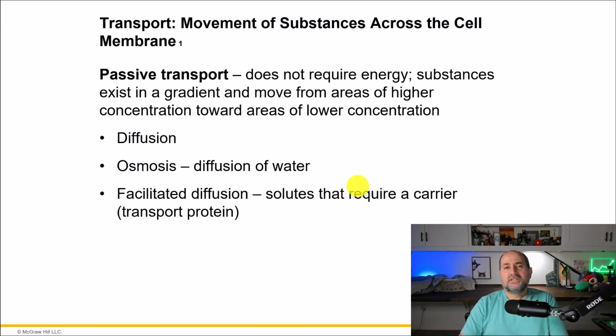In this next section, we're going to talk about how transport occurs across the cell membrane. Essentially, how do things get into the cell? How do things get out of the cell? Is energy required or not? So we're going to start with this discussion of passive transport.